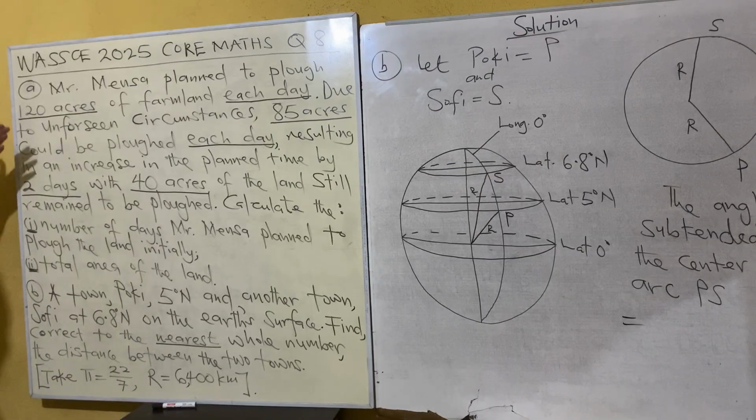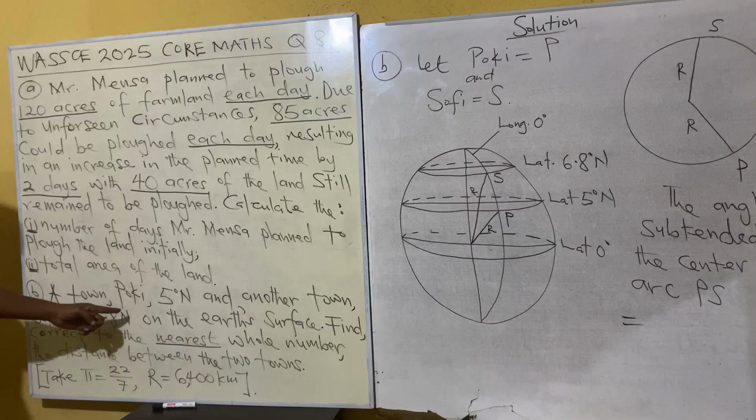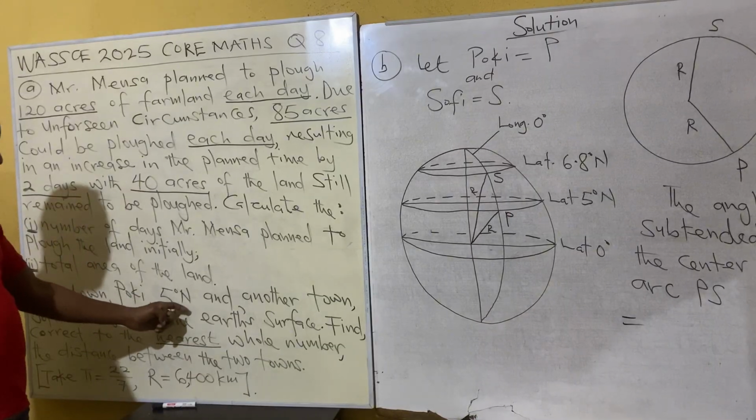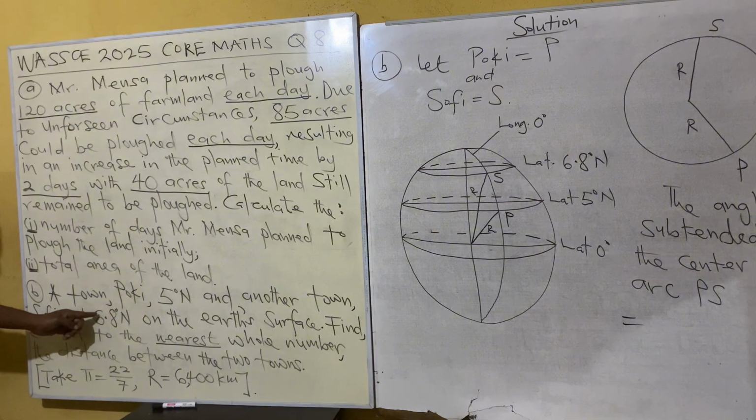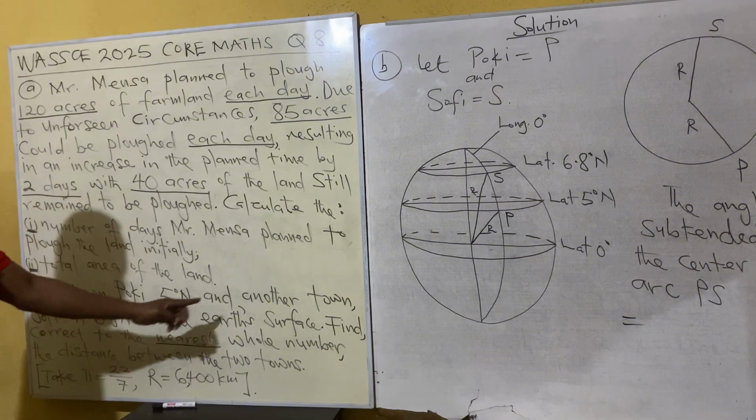B, the B part of the question says that a town, Poki, 5 degrees north, and another town, Sophie, at 6.8 degrees north on the Earth's surface.